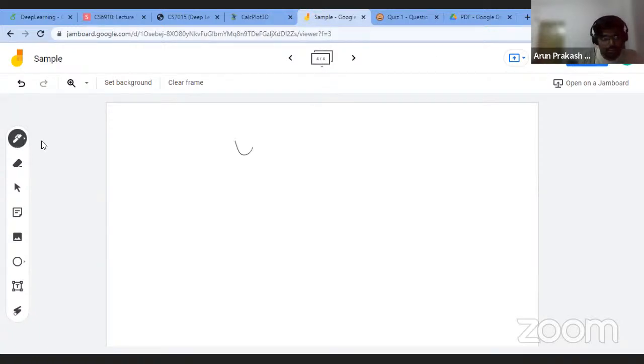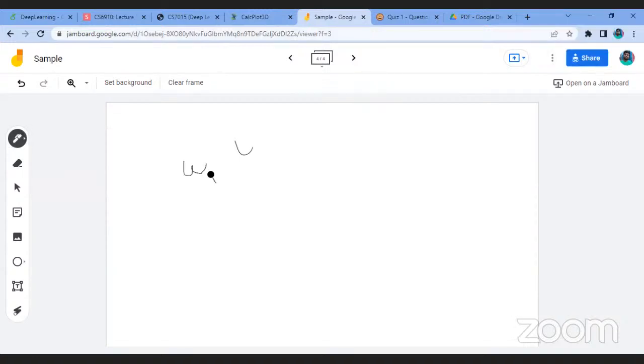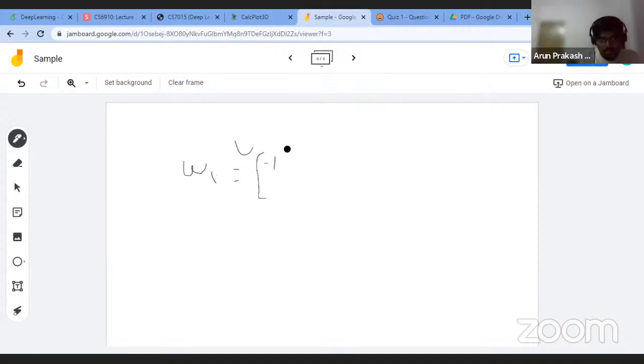So I have my current weight vector WT, which is -10. Okay, -10, right? Now this weight vector made a mistake on the point E. So what I'm doing is I'm subtracting this weight vector to rectify this problem. Okay, so what is that vector?